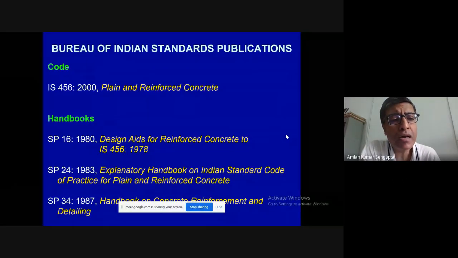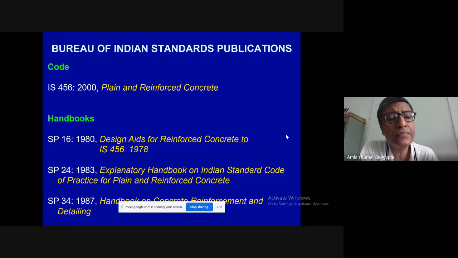The handbooks are special documents, again, which are published by the Bureau of Indian Standards, which help the practicing engineers to do calculations fast, or maybe to explain some background information of the codes. The SP16, the title is Design Aids for Reinforced Concrete to IS 456 1978.